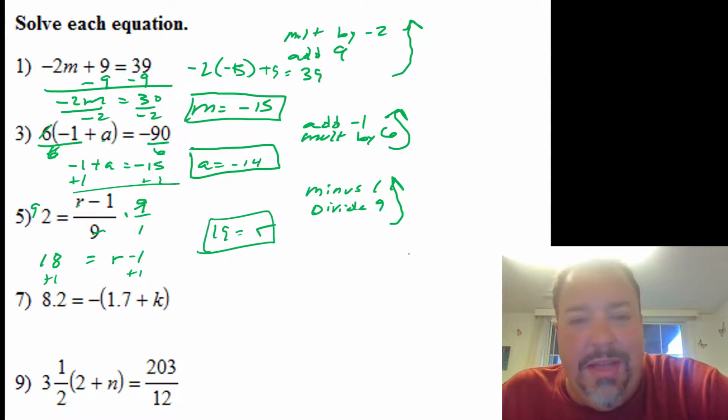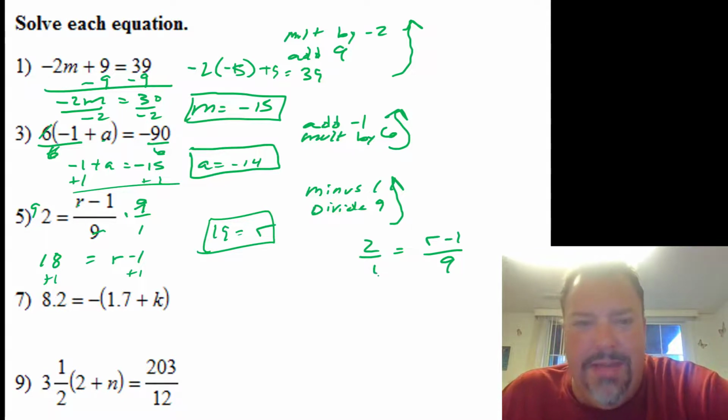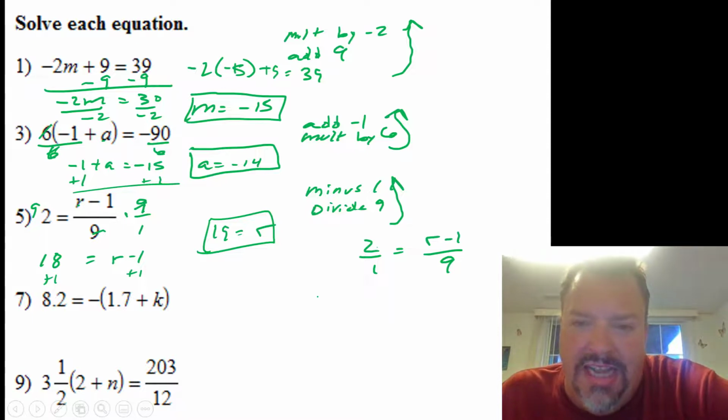Now, if you don't like that method, you could set this up as a proportion. So if you see that one side is a fraction, the other side is not a fraction, well, make both sides a fraction. And then you can just cross multiply and divide and solve it that way too.